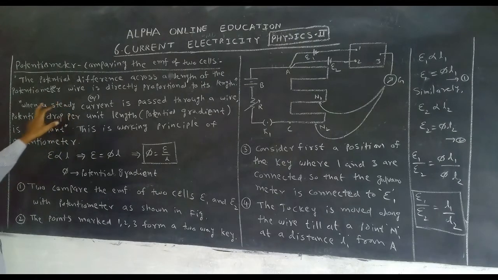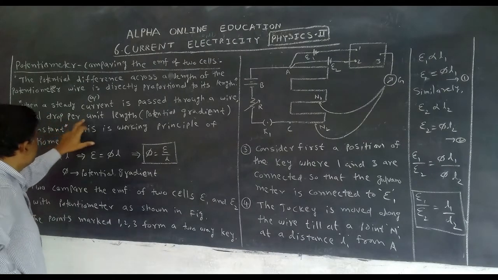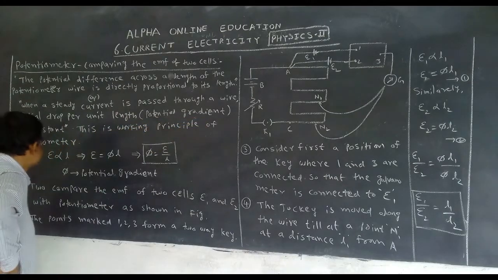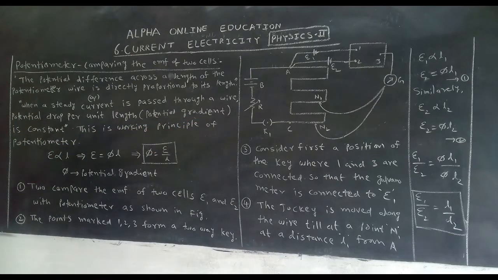Another statement: when a steady current, which does not increase or decrease, is passed through a wire, the potential drop per unit length is constant. Potential drop per unit length is also called potential gradient. This is another statement.